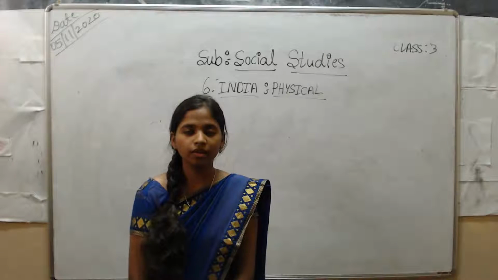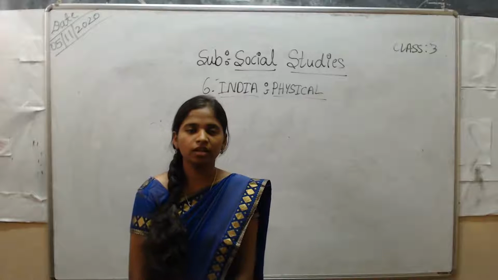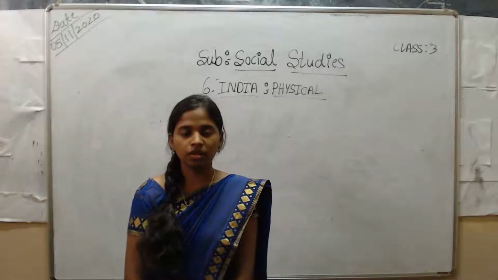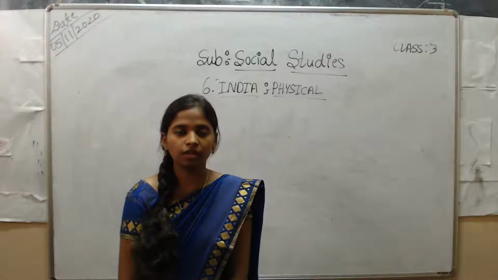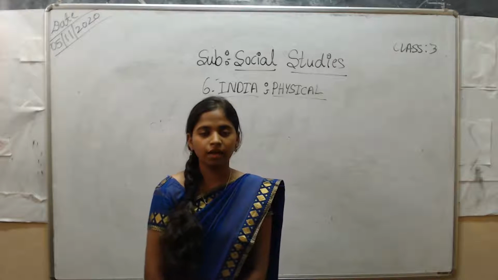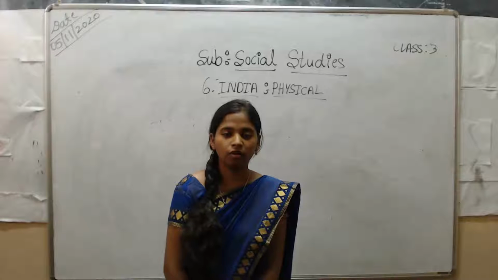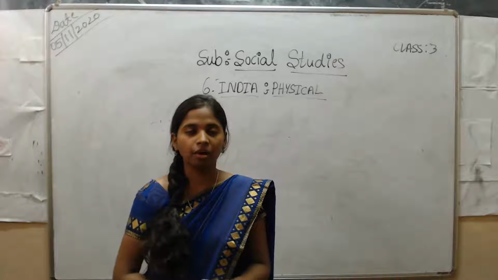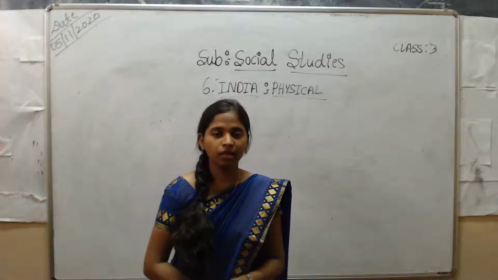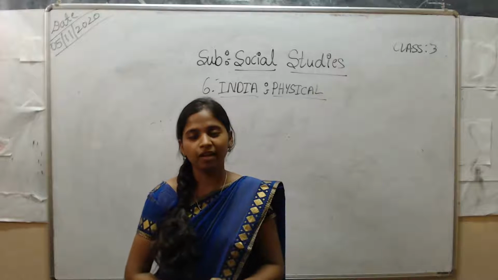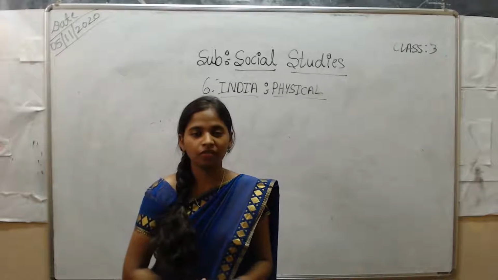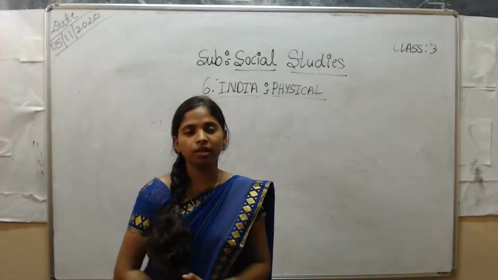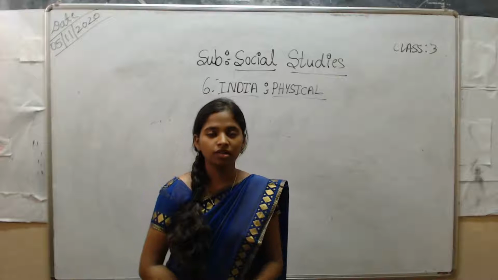Today I am handling your third standard social studies, sixth chapter, India Physical. We have discussed Indian physical landforms. India has various kinds of landforms, like mountains, hills, plains, flatlands, islands, and also beaches. These are the landforms that are present in our country, India.